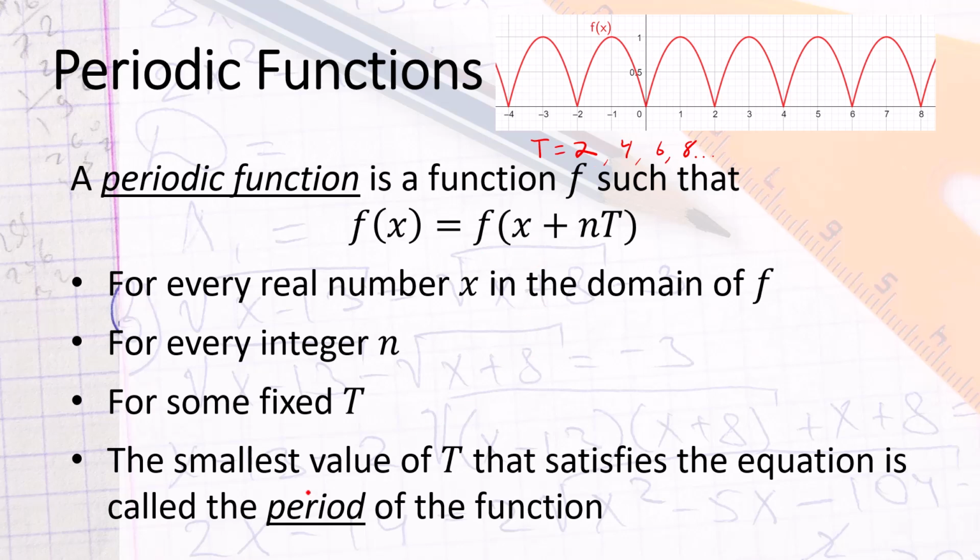However, the fundamental period of the function will be the smallest value of t that satisfies this equation. So in this particular case, this function has a period of 2, and we usually just say that t, which corresponds to the period, is going to be equal to 2. Now, why is this important?